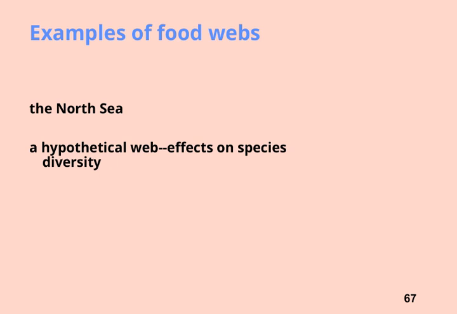Next, I want to highlight a hypothetical web. This is a simplified model that shows how changes in one part of the web can affect the entire system. For instance, if a key species declines or disappears, it can have ripple effects, impacting other species and ultimately affecting overall species diversity. This example underscores an important point. Food webs are interconnected and delicate. Disruptions, whether from human activities or environmental changes, can reduce biodiversity and alter the stability of ecosystems.